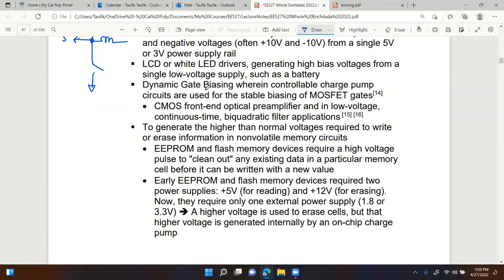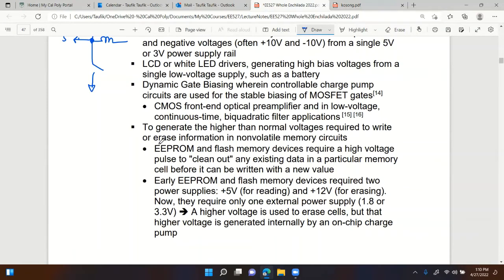Dynamic gate biasing. Some of these I'm not even familiar with, such as this one. Dynamic gate biasing, where controllable charge pump circuits are used for the stable biasing of MOSFET gates. That's from this reference. I don't know in detail what this means. CMOS front-end optical preamplifier and low voltage continuous time biquadratic filter applications, whatever it is, it's just an example that I found from these different references that make use of charge pumps, right?